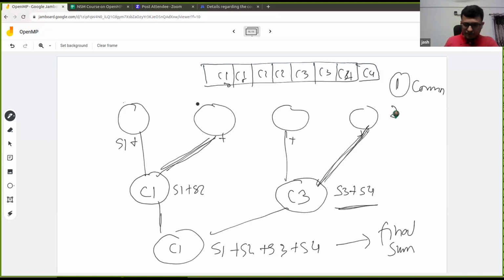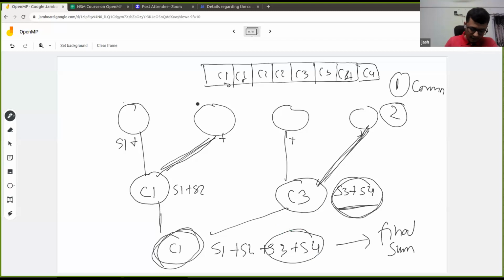Second thing is, if you see here, core 1 should wait for S3 plus S4 to arrive. It just can't go and print the result because it only has S1 plus S2. So it should wait for S3 plus S4 to arrive. And that is what we call synchronization, right? So synchronization is also needed.